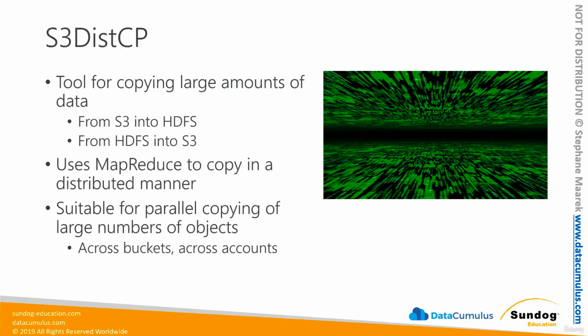Another tool you might see on the exam is S3 Dist CP. It's a tool for copying massive amounts of data either from S3 into HDFS or from HDFS into S3. Because it uses MapReduce, it's able to split up the copying of your objects across all the machines in your cluster. So it's a very efficient way of copying a large number of objects in parallel, using your entire cluster to do it all at once. Again, it uses MapReduce to copy between S3 and HDFS in a distributed manner, and it can work across S3 buckets, and even across different AWS accounts. So just know what it is and what it's for.